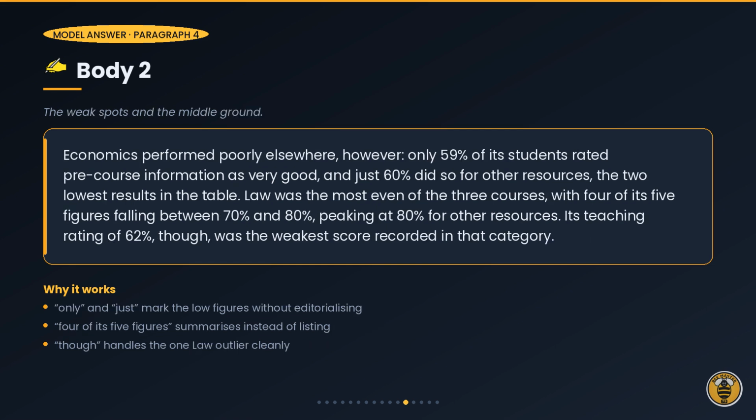Paragraph 4. Economics performed poorly elsewhere, however. Only 59% of its students rated pre-course information as very good, and just 60% did so for other resources. The two lowest results in the table. Law was the most even of the three courses, with 4 of its 5 figures falling between 70 and 80%, peaking at 80% for other resources. Its teaching rating of 62%, though, was the weakest score recorded in that category.